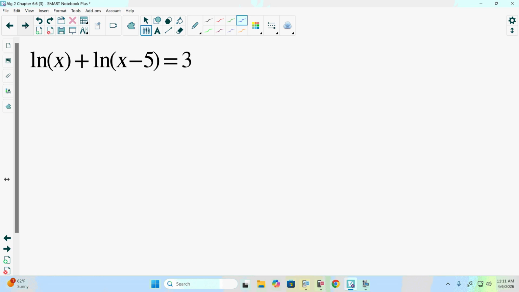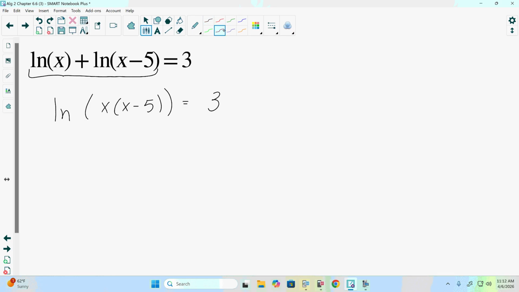Natural log of x plus natural log of x minus 5 equals 3. Now what we're doing is not changing. I have two natural logs. I have two logs with the same base being added together. So we do need to condense it. We do need to write this as a single log with what's inside being multiplied. So the natural log of x plus the natural log of x minus 5 is going to be the natural log of x times x minus 5. So that didn't change. That's still the same thing we've been doing.